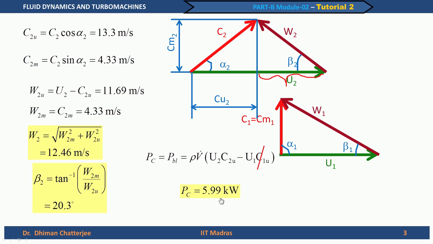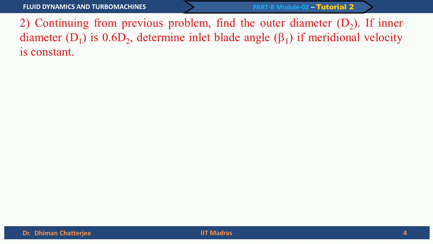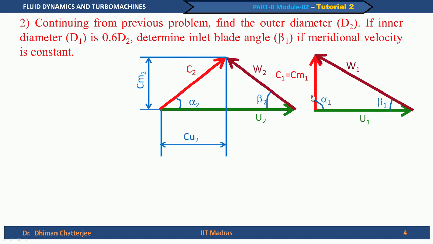We can continue with this problem and add some more complexities. We can say that the outer diameter of the same pump which we have talked about, we need to find out, and if the inner diameter is 60% of the outer diameter, can we find out the inlet blade angle beta 1. It is given that the meridional velocity is constant, which means C1m equal to C2m. So, as before, we will draw the velocity triangles, and taking the data which we have already obtained in the first problem and along with what is given, let us write down.